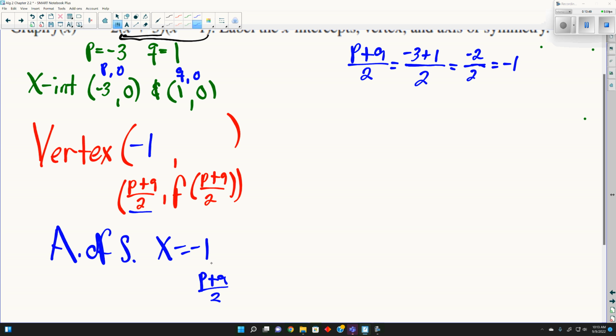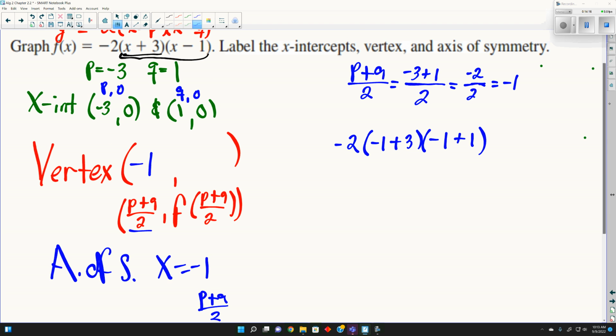So the last thing we need to find is the y value of the vertex, yes? So with standard form, what did we do? We took the x value of the vertex and plugged it back in, yes? Same thing here. So we're going to take the function, -2 parentheses. Here we're going to do -1 plus 3 times -1 minus 1, yes? Sorry, not plus 1, minus 1. I was about to say, if it was plus 1, that would have made it 0.